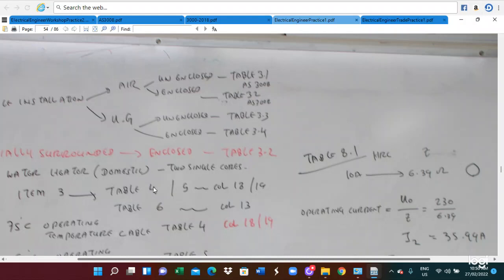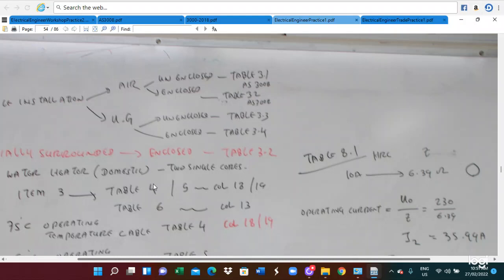So table 4 is for copper at 75 degrees centigrade, table 5 for 90 degrees centigrade, and table 6 for 110 degrees centigrade. So there are 3 situations, depending on the operating temperature of your wire. If you use 75 degrees centigrade operating temperature wire, we utilize table 4; for 90 degrees centigrade, table 5; or for 110 degrees centigrade, table 6. So this is how we select table 4, 5 or 6.